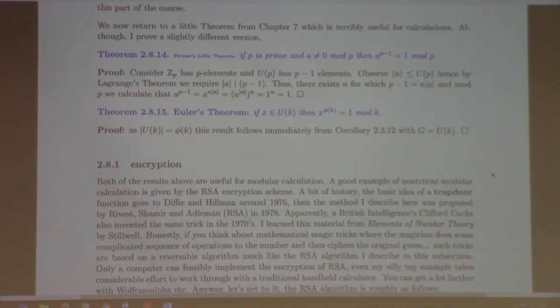Via group theory. This is something you would have seen in number theory, yeah? Proved a rather different way. This proof is simpler.